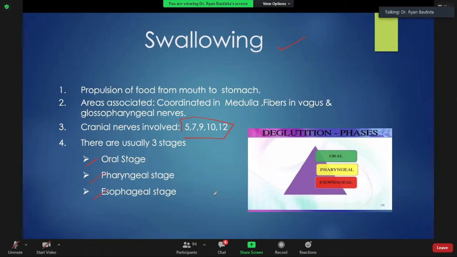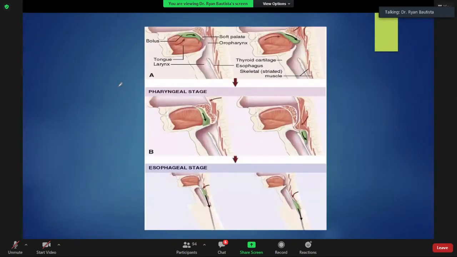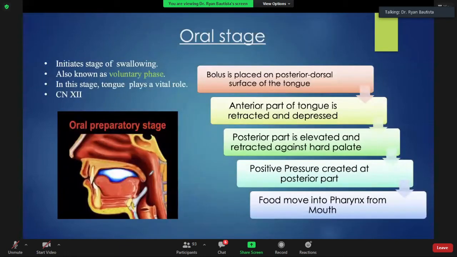Out of the three, okay, this is the oral stage, and then this is the pharyngeal stage, where the bolus enters the back of your pharynx and enters your upper esophageal sphincter as you go to your esophageal phase. Out of the three, as I mentioned, the oral stage is the voluntary phase. So my dear students, please be careful about anything that you put in your mouth. Okay, so that's voluntary. It initiates the swallowing.